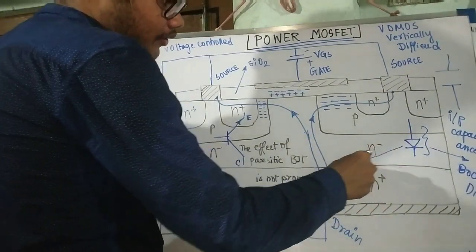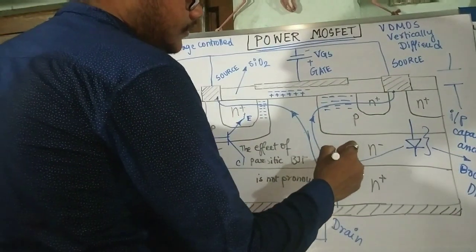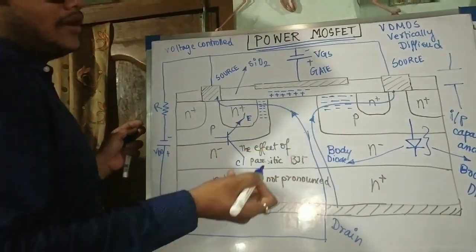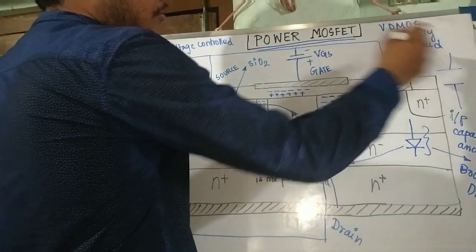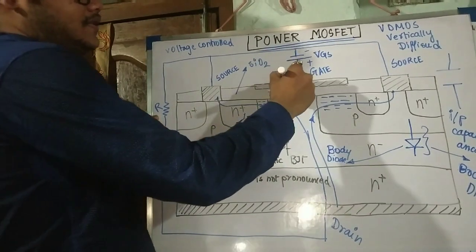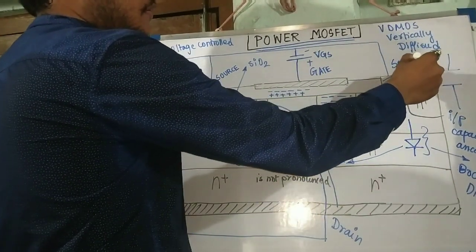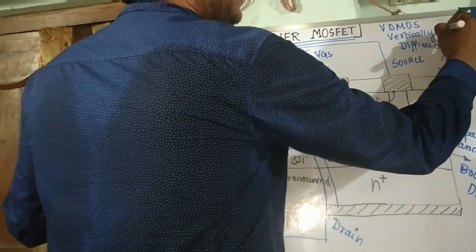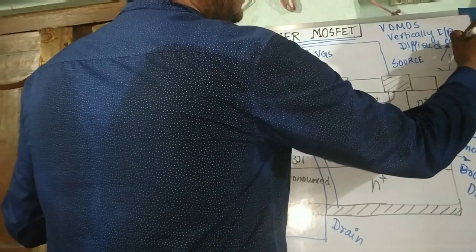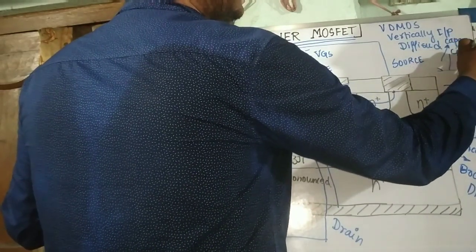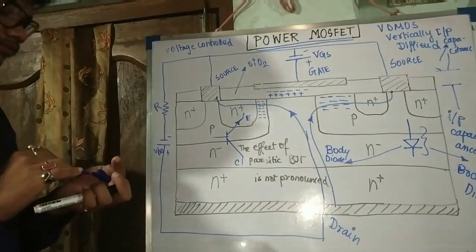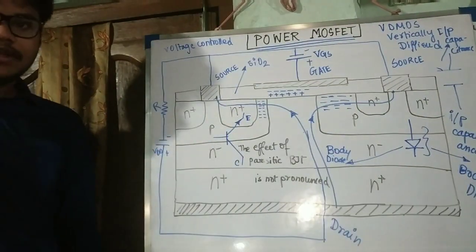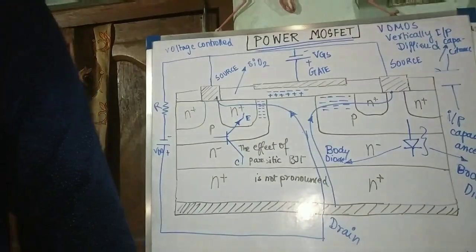So this is the body diode, or antiparallel diode, and this is your input capacitance. Let me write here, input capacitance. Now we will see the symbol of a BJT, the symbol of a power MOSFET, and the other things.